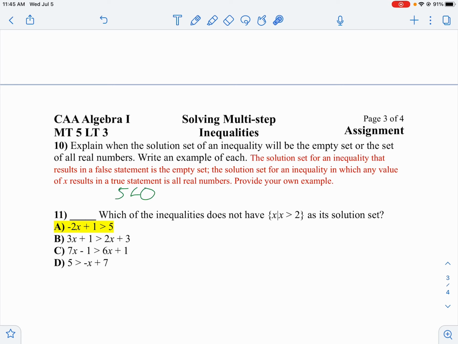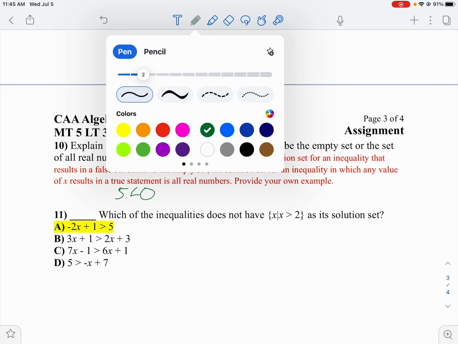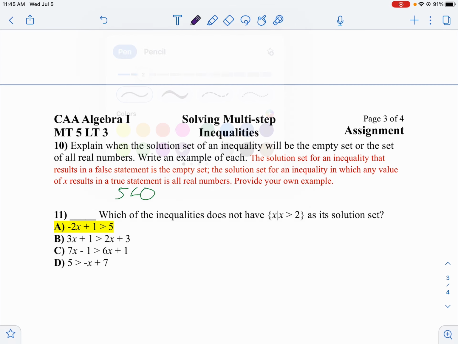The solution for an inequality in which any value of x results in a true statement, let's say I have, let me switch colors here, let's say I have 5 is less than 6. That is, all your variables cancel, and that's true. That would be all real numbers or infinite solutions. Like I said, provide your own examples. I gave you a couple examples there.